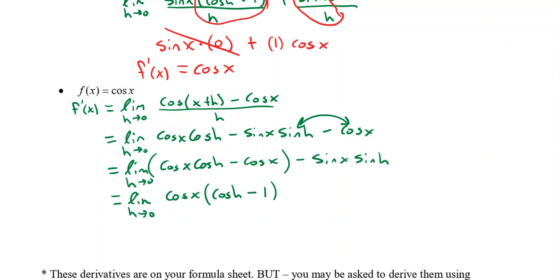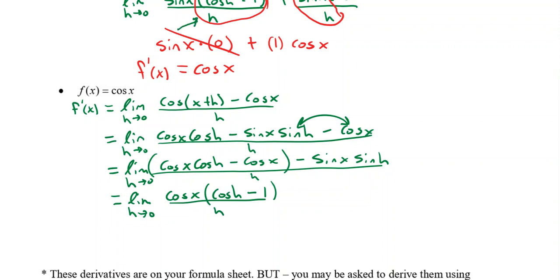Okay, and you know what? Why don't we do this right now? Oh, I got lazy, guys. Sorry, that was supposed to be over h the whole time. Over h. Okay, and this is still over h now. So now instead of writing it all over h, I'm going to write just this part of it over h, just like what we did up here, right? And then minus, and then this part over h. Sine x sine h over h.